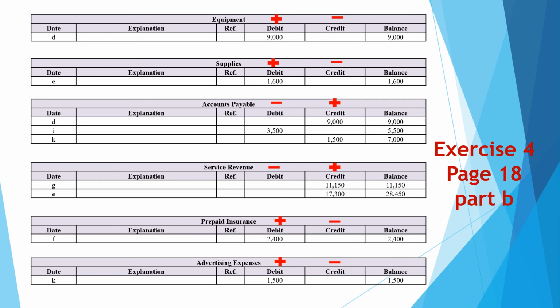Then the next time accounts payable appears in the general journal, in transaction K, it was in credit for 1,500. So we transfer this credit amount to the general ledger. Now to find the new balance, we take the previous balance plus the new amount 1,500 to get the new balance 7,000. We added the amount in this transaction since accounts payable increases in credit, as we can see from the plus sign above the credit column.